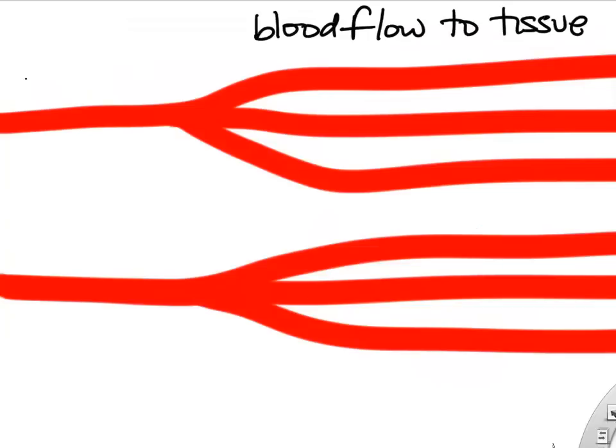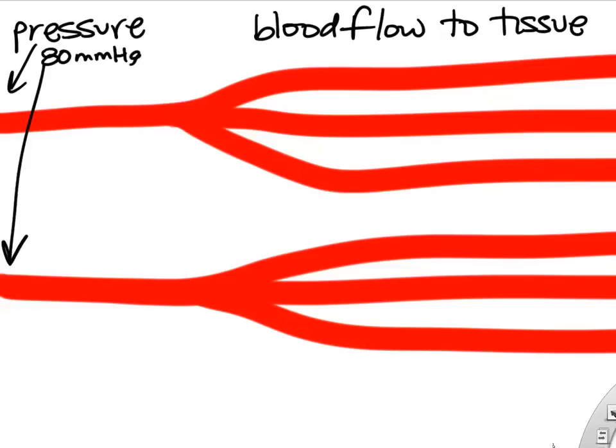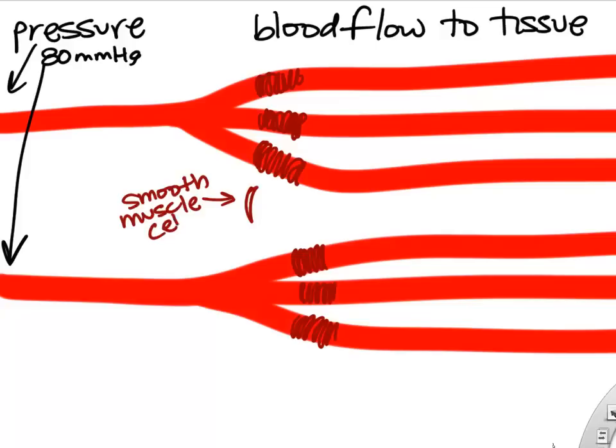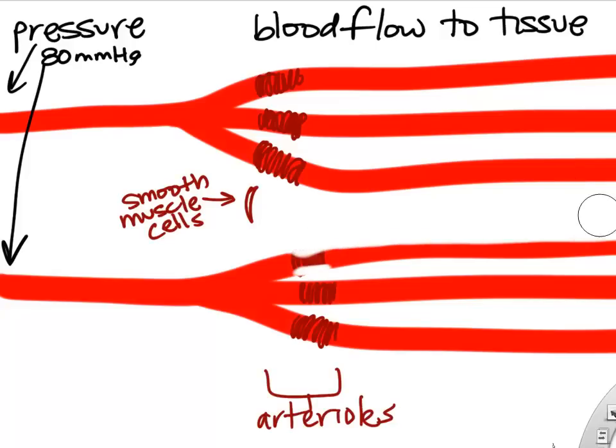So remember, blood flow to your tissues and your organs depends on blood pressure, your mean arterial pressure. So let's assume the heart's doing its job and that's normal. But now we can adjust the arterioles and the smooth muscle cells of our arterioles, either constricting them or relaxing them, and that will then change our blood flow.